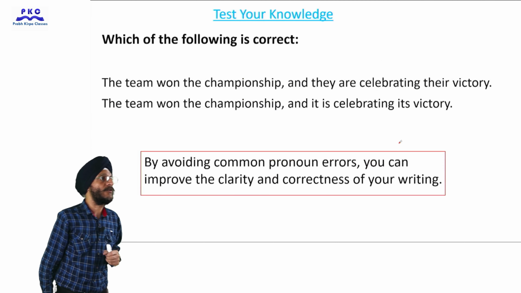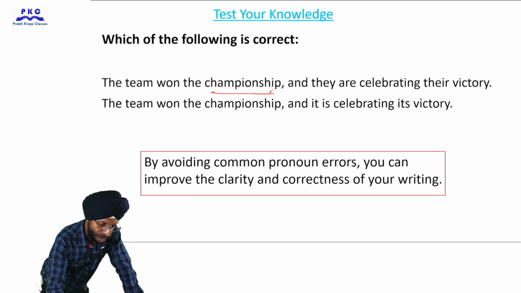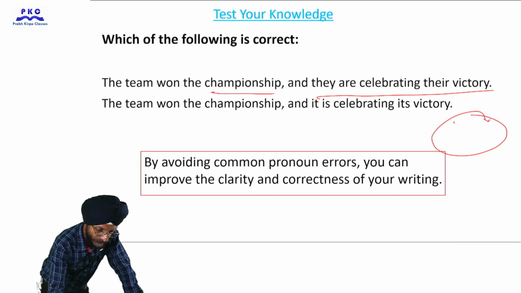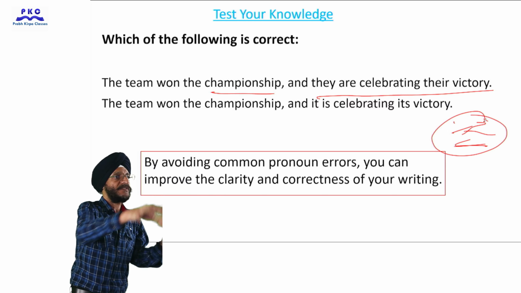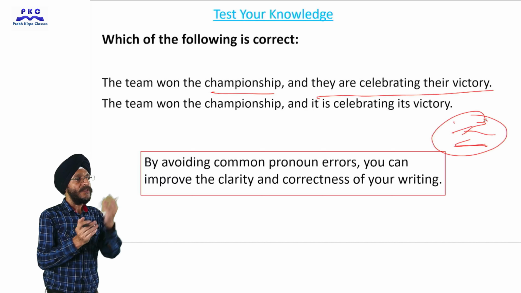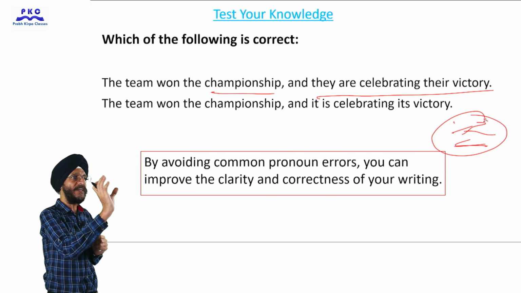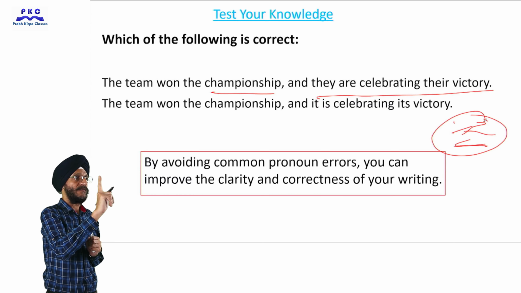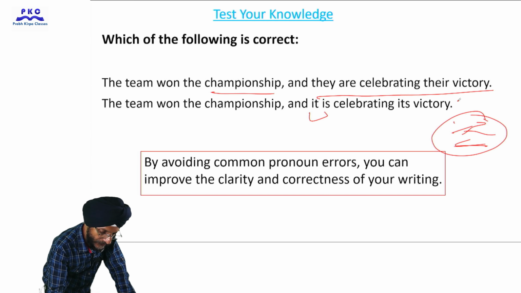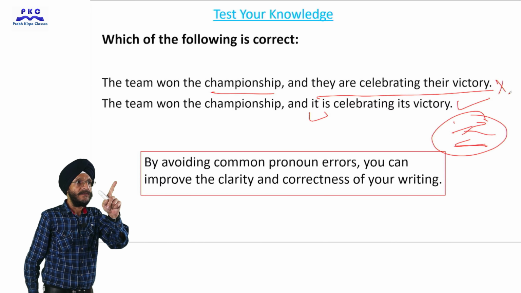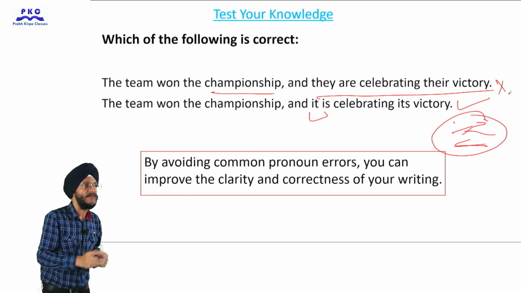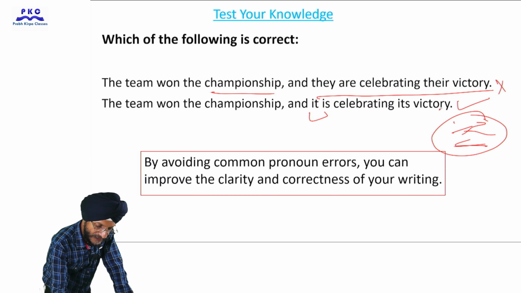Which of the following is correct? The team won the championship and they are celebrating their victory. It is a team. It may have a large number of members in it. Now the team is to be treated as a single unit, as a singular entity. So the team won the championship and it is celebrating, and not they. It is celebrating its victory.